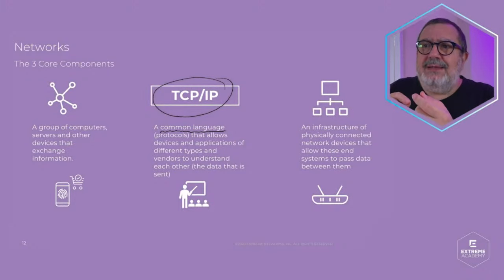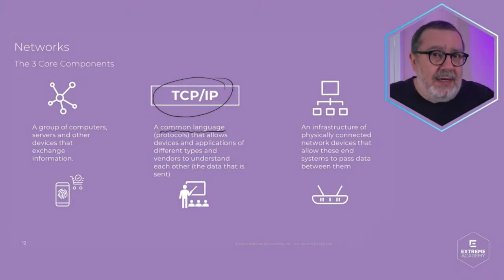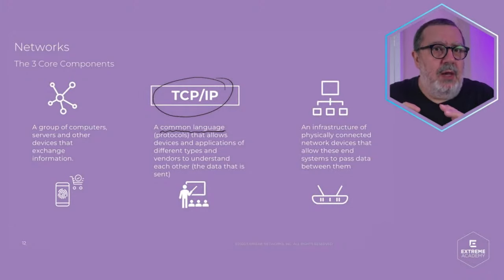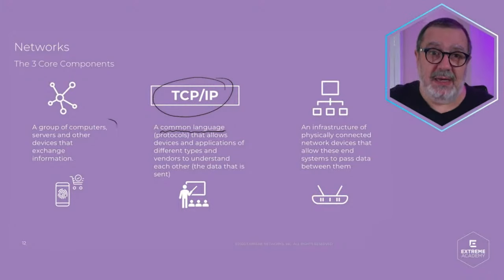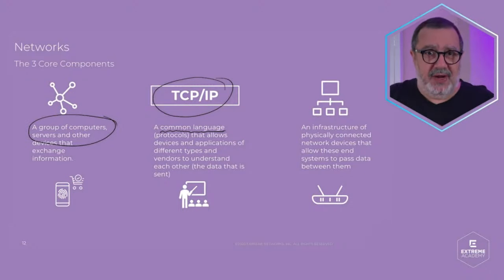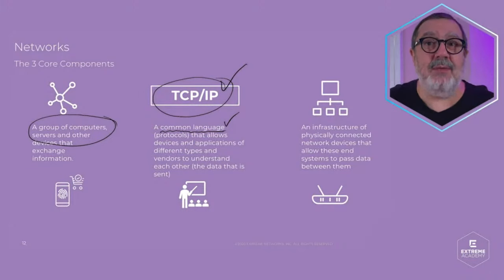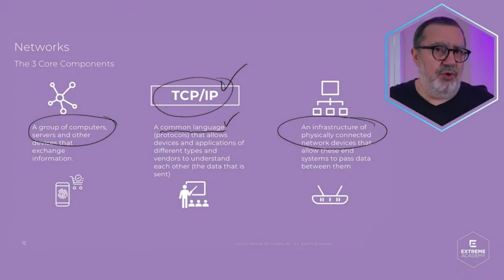That's an infrastructure device, right? In the world of networks, our company, Extreme Networks, we make these types of devices, these wireless access points, switches. We'll talk about terms like routers and firewalls. You need that type of equipment as well. So 3 core components that you need to make a network: a group of computers or devices, a common language to join them all together so that they all speak the same language effectively, and then an infrastructure made up of things like switches, routers, etc.